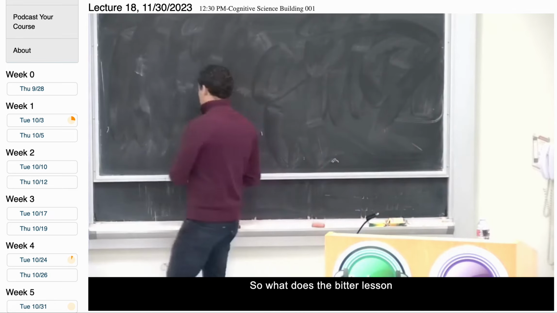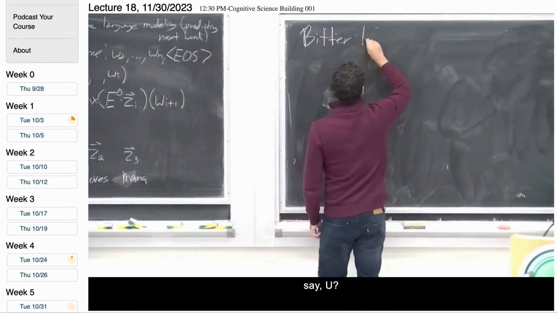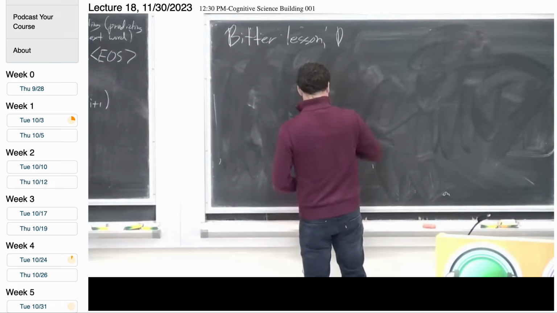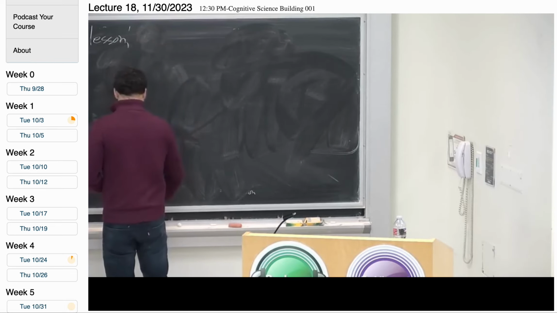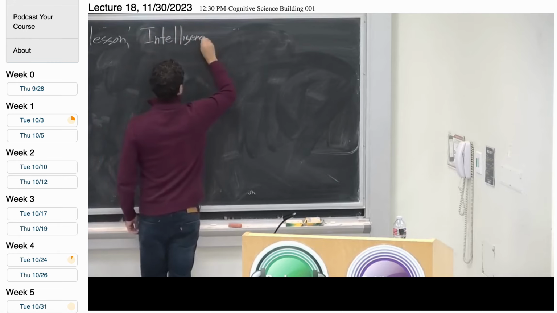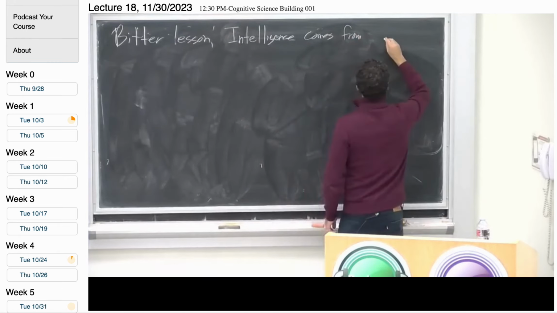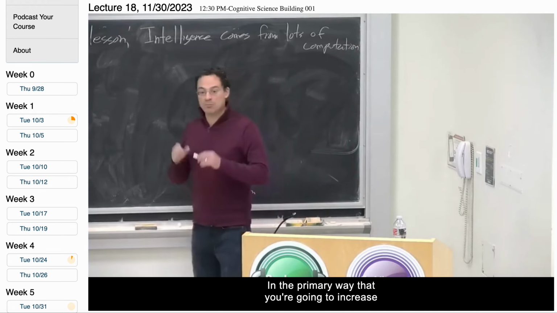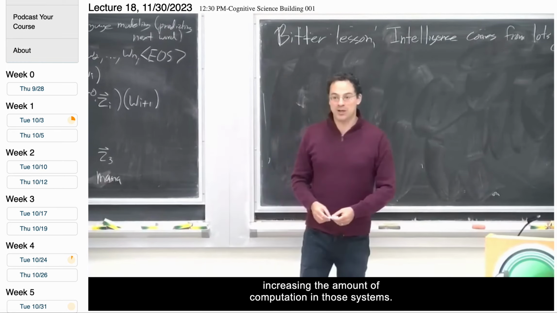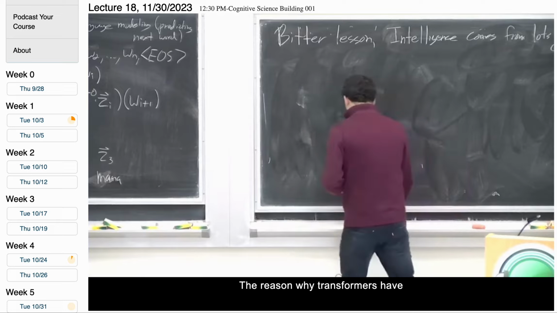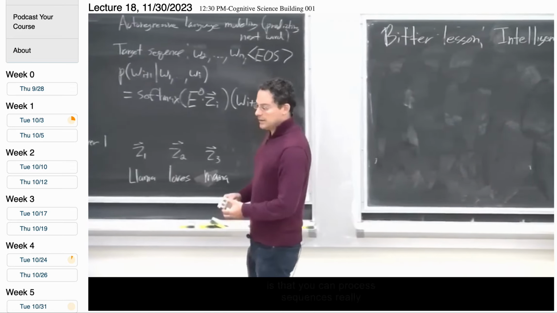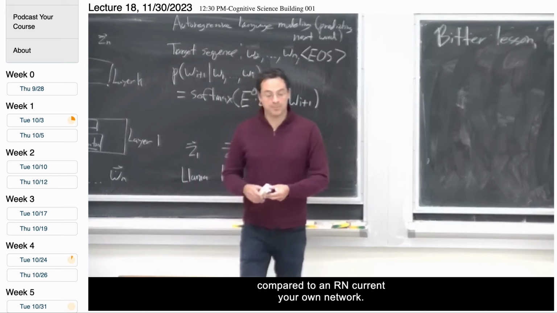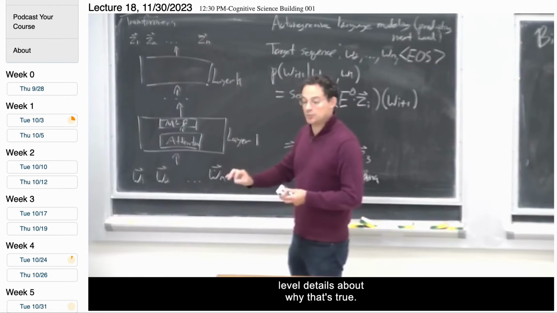So what does the bitter lesson say? It says intelligence comes from lots of computation. The primary way that you're going to increase the intelligence of systems is by increasing the amount of computation in those systems. The reason why transformers have been so effective, and why people switched to them almost immediately, is that you can process sequences really quickly with a transformer as compared to an RNN, a recurrent neural network. Let's talk about why that's true at a high level, and then we're going to go into some low-level details about why that's true.